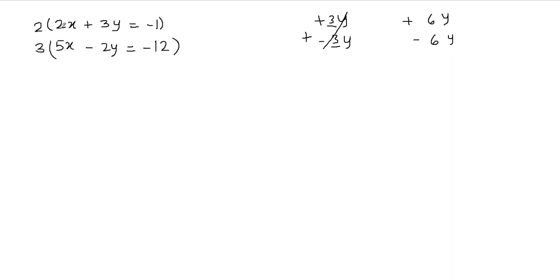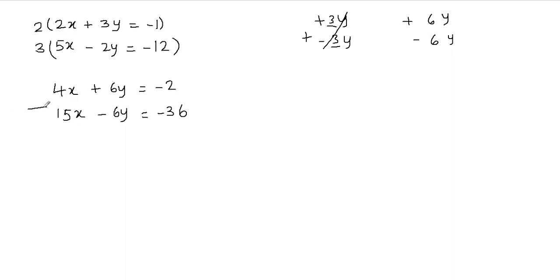Now let's distribute this 2 inside the parentheses, and we have to make sure that we multiply this 2 by every single term. Remember, whatever we do to one side of the equation, we have to do the same thing to the other side in order to balance the equation. So 2 times 2x is going to give me 4x. 2 times positive 3y is going to give me positive 6y, is equal to 2 times negative 1, which gives me negative 2. In the same way, I can distribute this 3 inside the parentheses. 3 times 5x is going to give me 15x. 3 times negative 2y is equal to negative 6y. 3 times negative 12 is going to give me negative 36.